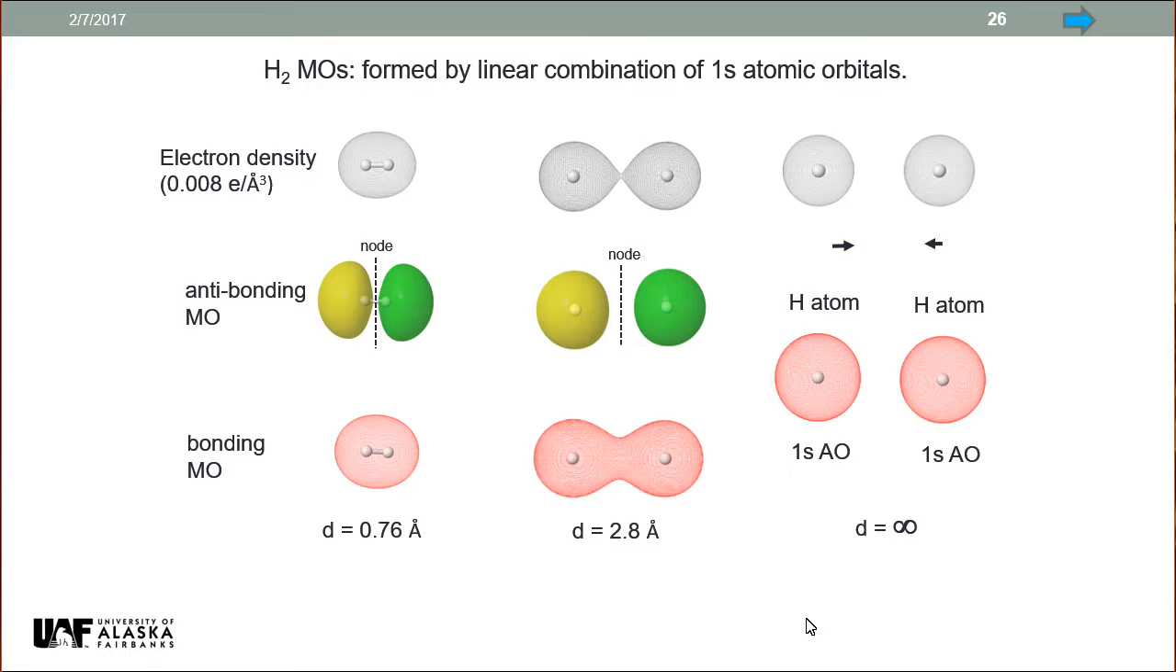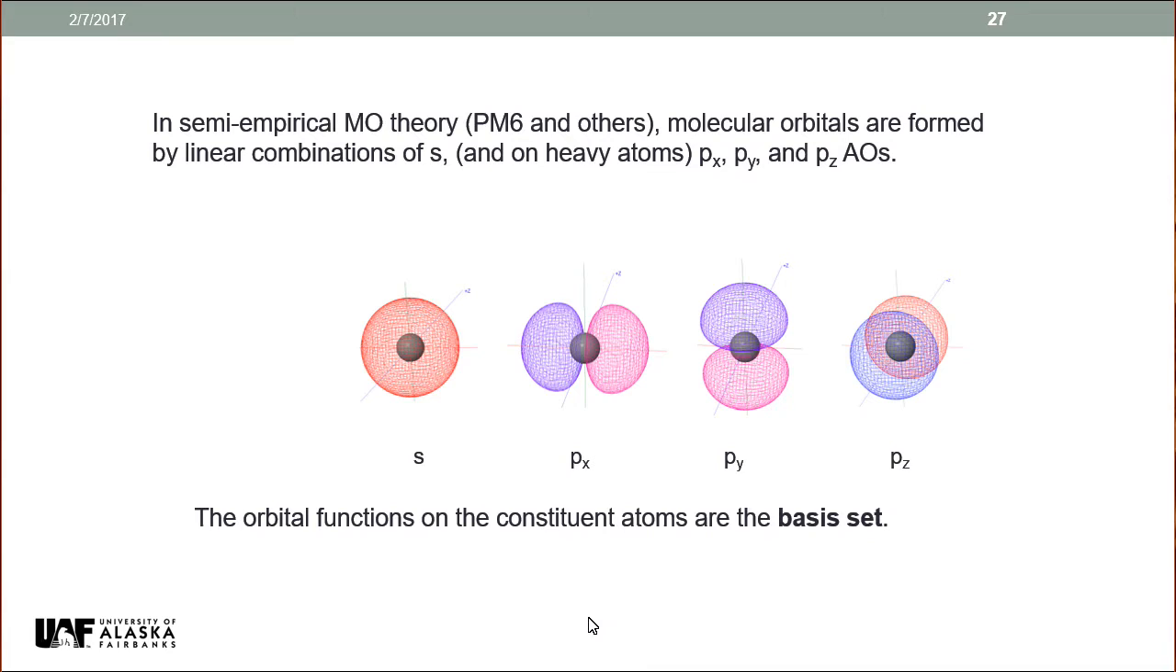They are smaller due to the electrons being attracted to two nuclei rather than just one. Here, the 1s atomic orbitals are the basis functions for the H2 MO. In semi-empirical theory, like PM6 and Mopac, the basis set consists of an s function on hydrogen and s and p functions on heavy atoms.